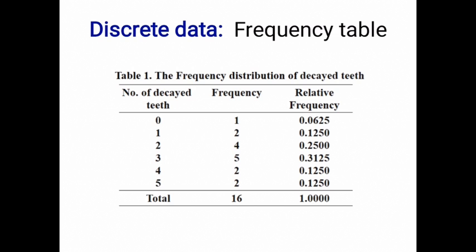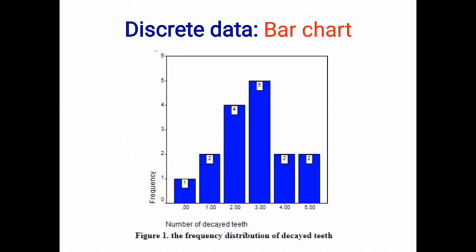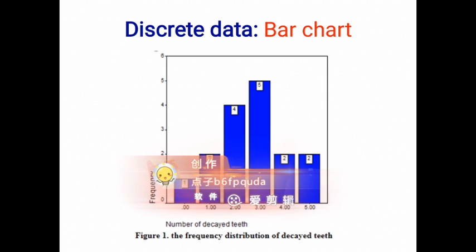We can also represent the frequency distribution of discrete data using the bar chart. We take each value of a variable as the horizontal axis, and the frequency or the relative frequency as the vertical axis. Now, the length of the bar indicates the frequency of each value of a variable. The higher the bar, the larger the frequency or relative frequency of that value is.